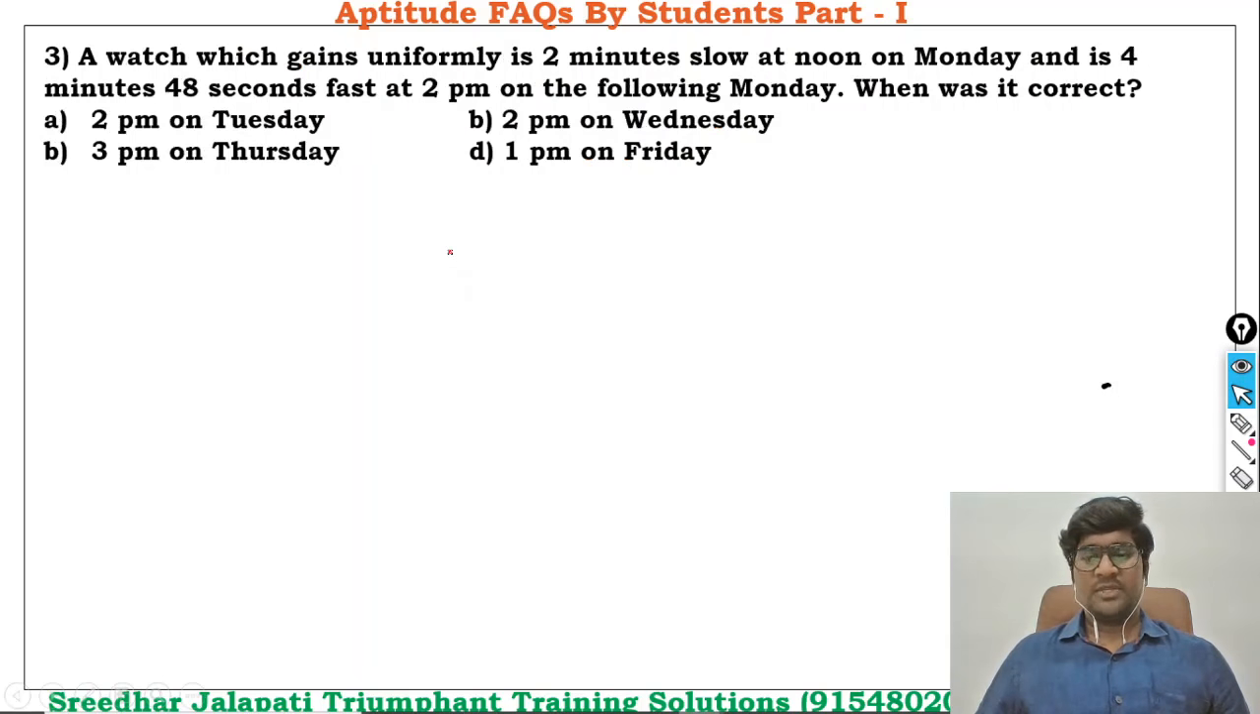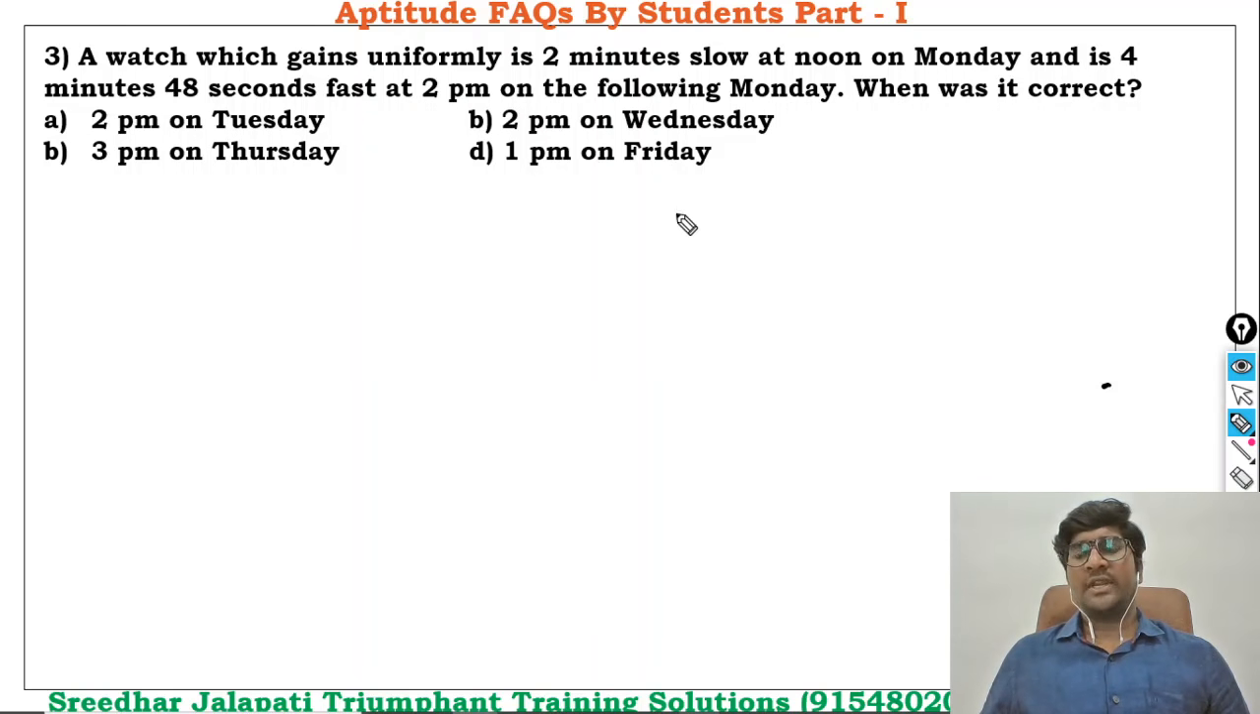Next question from this video, question number 3. This is again from clocks. Unique question. I think a couple of students have asked me the same question. A watch which gains uniformly is 2 minutes slow at noon on Monday and is 4 minutes 48 seconds fast at 2 p.m. on the following Monday.